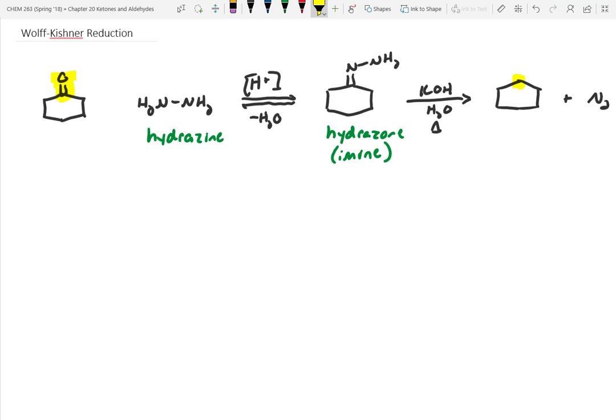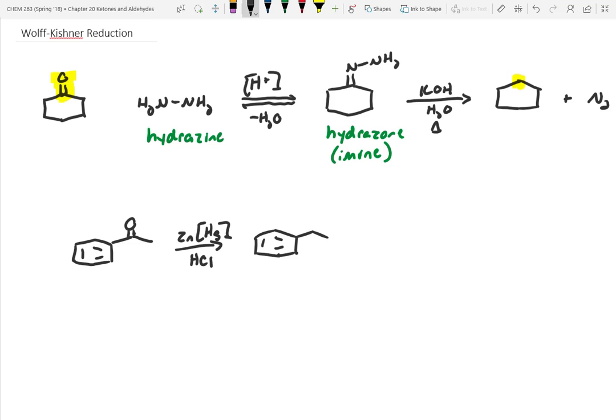There's another reaction we saw previously that looks a lot like this. Does anybody remember that one? It's from our aromatic chemistry chapter. I'll give you a hint. We'll review all of these later. We could do this with aryl ketones and turn this into something like ethylbenzene. And what reagents did we need? Not quite. That was for reducing a nitro group. It's the zinc and mercury and HCl. This was the Clemmensen reduction.